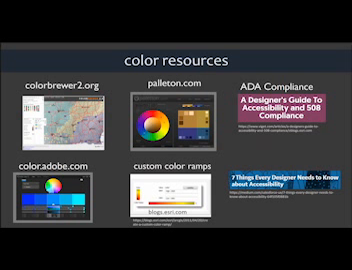As far as color resources go, everyone's heard of Color Brewer. Here's the website. It's a great resource, gives great ideas for color ramps, especially dealing with color blindness. It helps out. Same with the ADA compliance website. This is a good thing to check out. Custom color ramps are really easy to build in ArcMap. I suggest that you do it. There are a lot of reasons to use lots of other color ramps other than the ones that they provide.